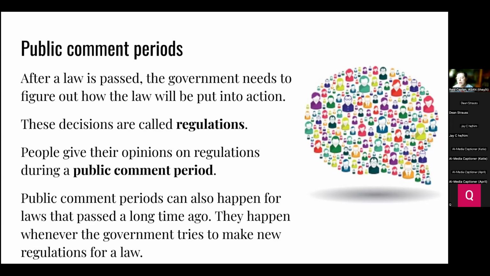Public comment periods can also happen for laws that passed a long time ago, because they happen whenever the government tries to make new regulations for a law. So for example, some laws will have their regulations reopened because they're so old that they were made before the internet and before smartphones. And so they'll need to get updated, because the internet has changed so much, so that they are relevant and still work for people today. And so whenever a new law gets passed or an old law gets new rules added to it, people will get the chance to share what they think.